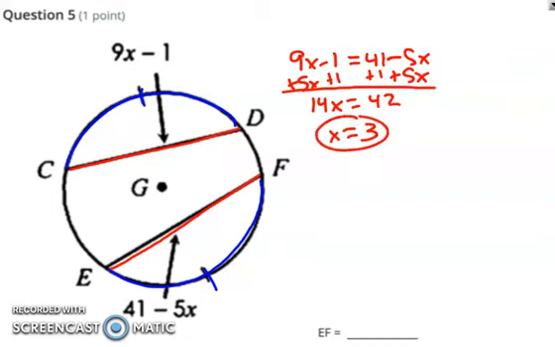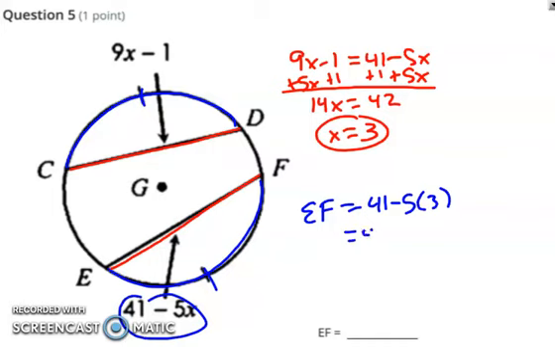If you punched in x equals 3, that might be why you clicked on this video to see what you did wrong. Nothing wrong there, but you're missing a step. What you need to do is plug that in to answer EF. So EF is plugging it into this one. So 41 minus 5 times 3, which is 41 minus 15. So EF is going to be 26.